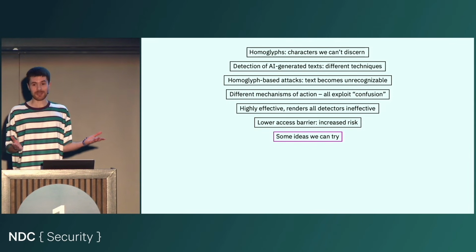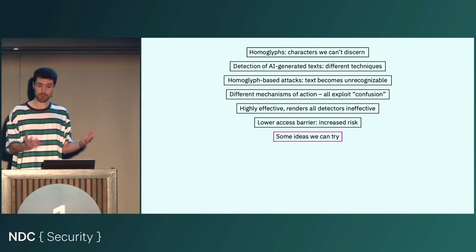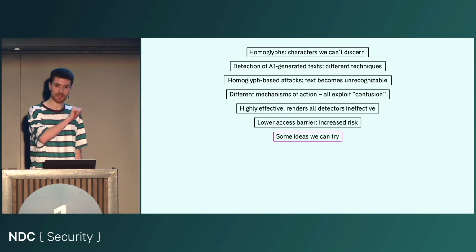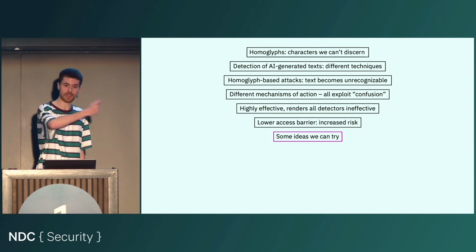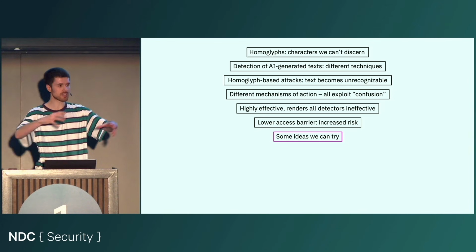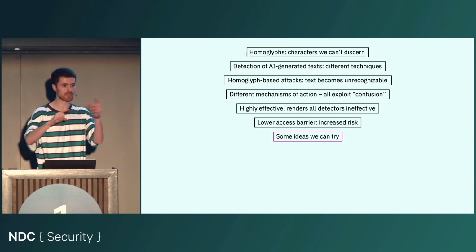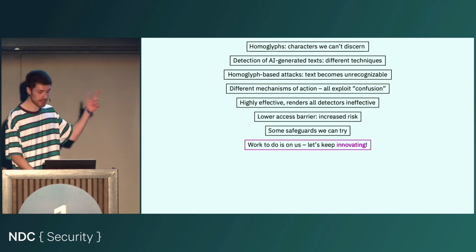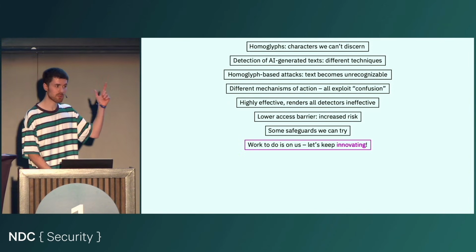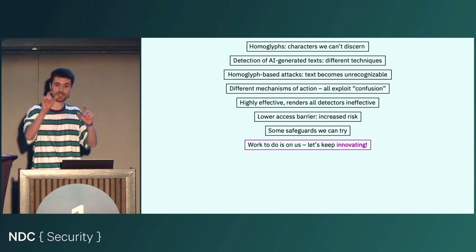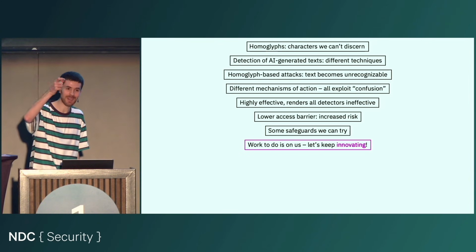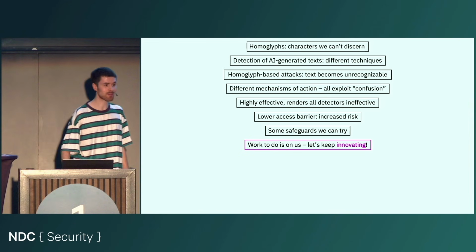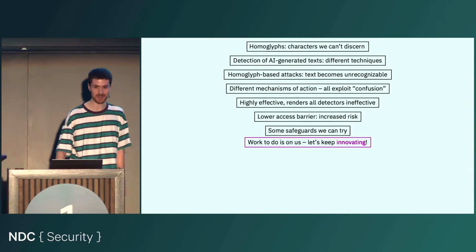However, there are some ideas we can try. We can try to pre-process the text. We can try to do what they were doing, for example, in this detector I showed you, when they just pre-process the text, remove homoglyphs, check if something's different or not. And that's something we can try. And when we do that, we get more or less good results. Still, there's this small gap we have to keep working on, but we have some ideas we can try. There's some work we can do. So we need to keep innovating.